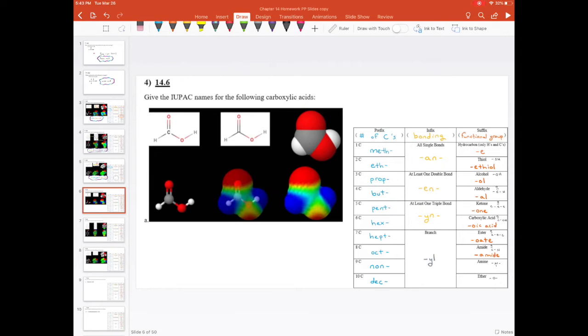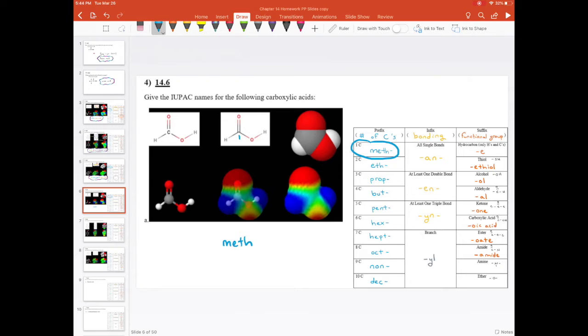Chapter 14, Question 4 is asking you to give the IUPAC name, that's the name using those rules in the table on the right, for some compounds. So, in this one we don't have a branch, so we'll just go prefix, infix, suffix. The prefix depends on the number of carbons. Here we only have one carbon, so the prefix is going to be meth.